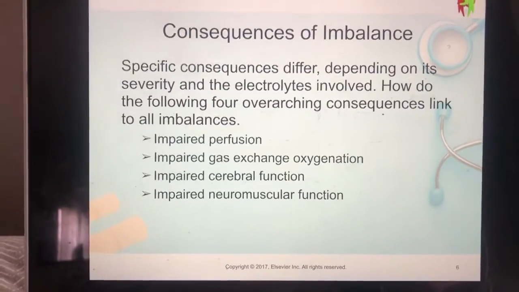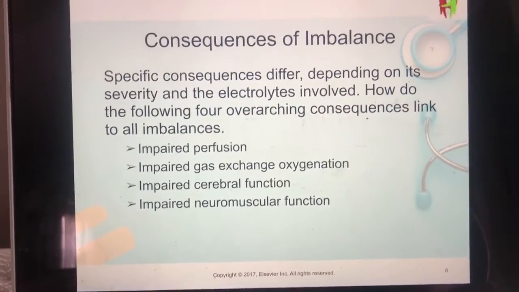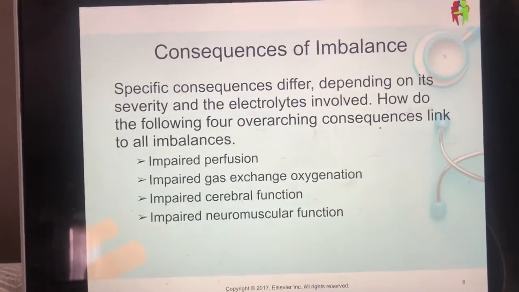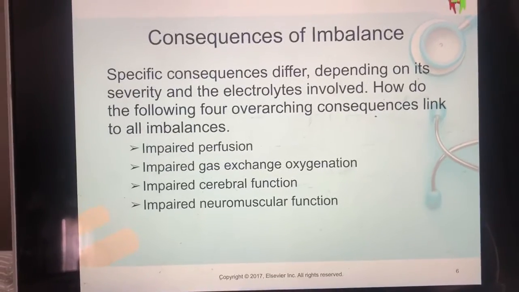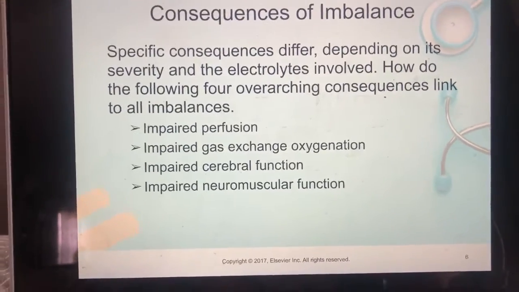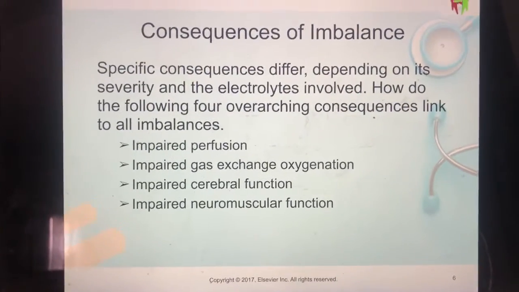Consequences of imbalance might be impaired perfusion, impaired gas exchange, impaired cerebral function, like we talked about. If we're not having enough oxygen going to our brain, we might pass out. It might lead to a coma. Impaired neuromuscular function, might have muscular excitability, twitching, weakness, stuff like that.